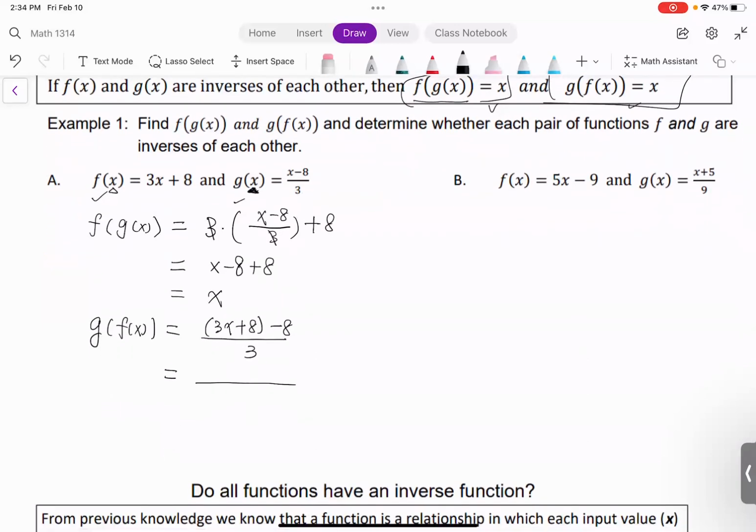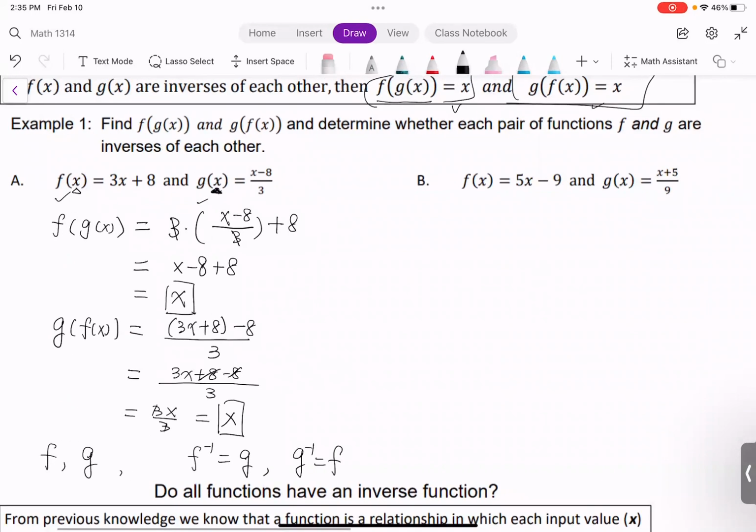Then clear the parentheses: (3x + 8 − 8) over 3. We have 3x over 3, that is x. Now we have learned that I got x here. So f and g are inverses of each other. How to write that? You can say the inverse function of f equals g. You can also say the inverse function of g equals f.